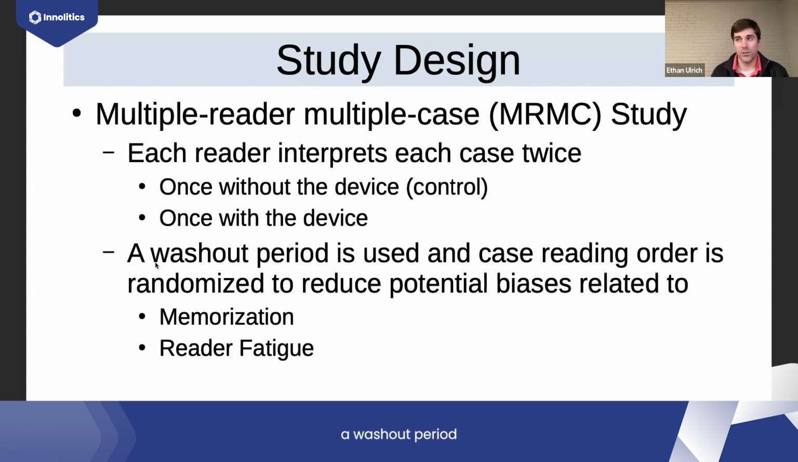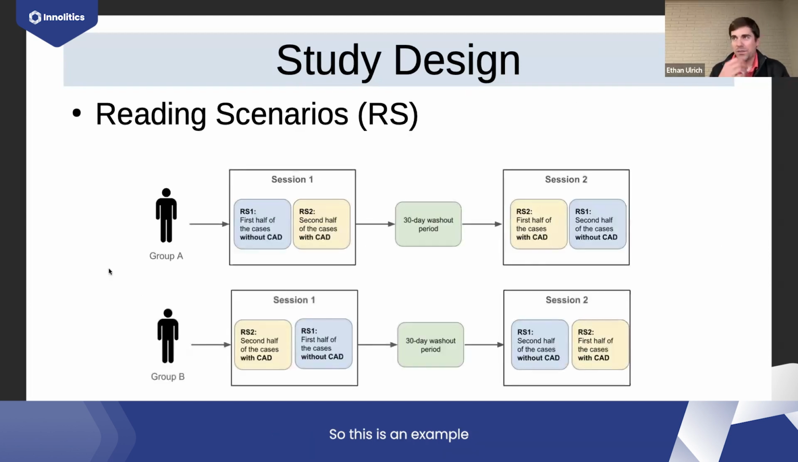For most situations, a washout period and a specific case reading order is used to reduce the potential for biases. One of those is memorization. Let me go to the next slide. So this is an example of the reading scenarios for memorization. Each reader has to read each case twice. Say in group A, you'll read case one in reading scenario one without assistance of the device. And then there'll be a 30-day break where you don't do anything. And then in session two, you'll read that same case again, but have the assistance of the CAD device. And all of these will be in a random order.